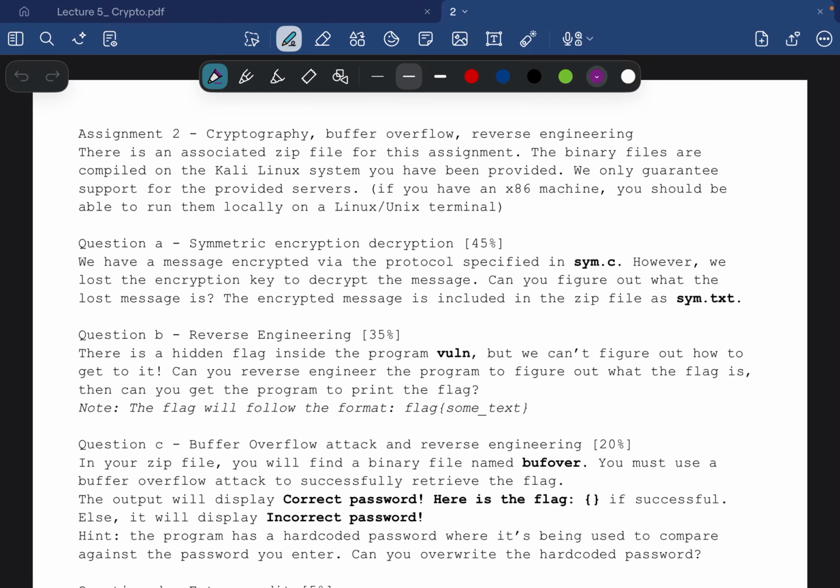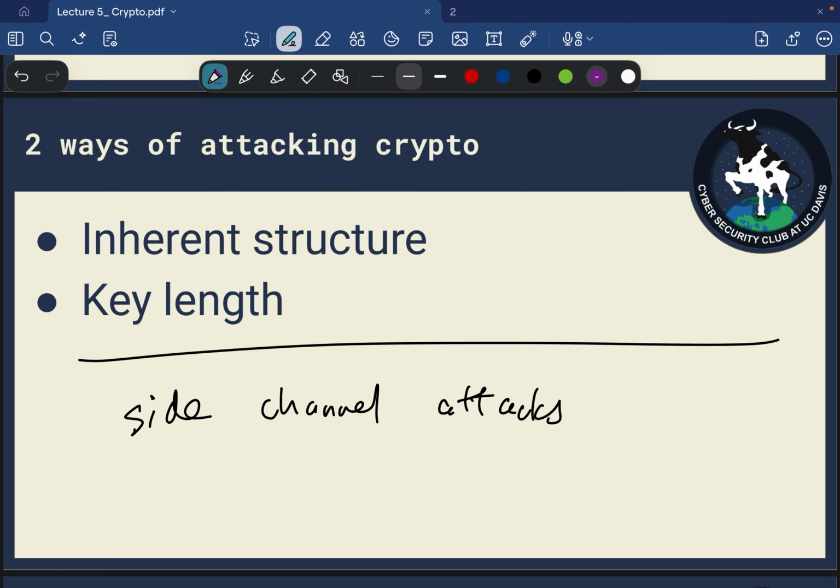So I've given you the ciphertext. I've given you the protocol. And so again, if you come back to the lecture, your 2 ways of attacking it are just inherent structure and key length. And there's no side channel attacks because the algorithm that I've produced isn't actually running on the computer. It's not running on the servers. You can't go and do these timing attacks. You can't go and look at the temperature variations. None of this. So you're only left with the inherent structure and the inherent key length of the algorithm.